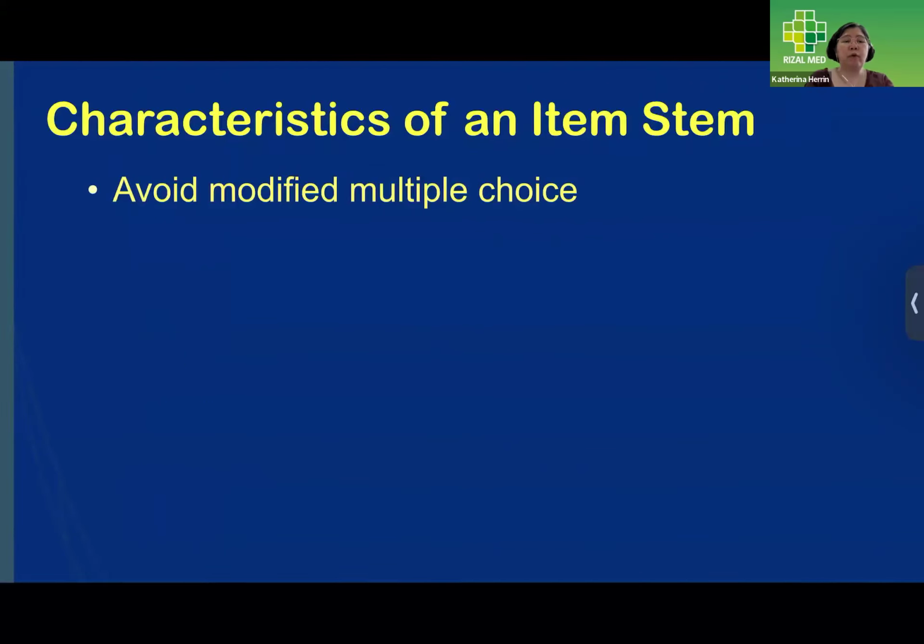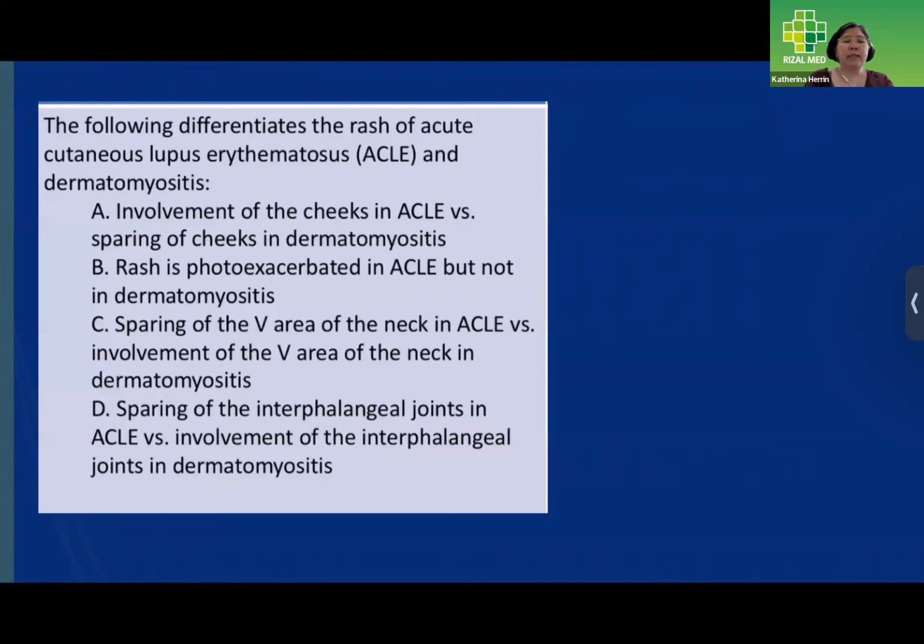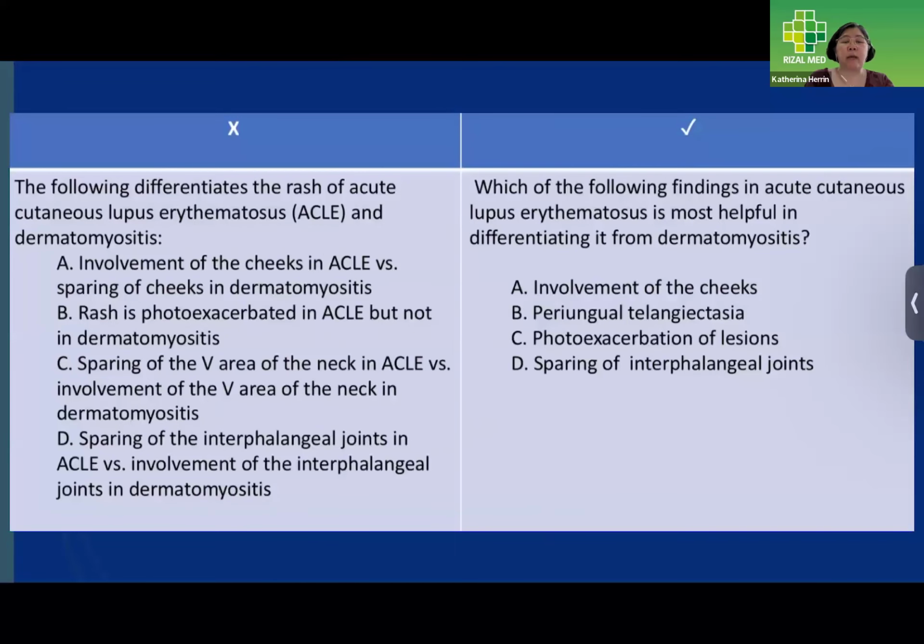We also avoid modified multiple choice questions. An example of this is this item. Each alternative has two things that you are comparing. The examinee will spend several minutes just trying to decipher everything. We fix it by simplifying. Which of the following findings in ACLE is most helpful in differentiating it from dermatomyositis?